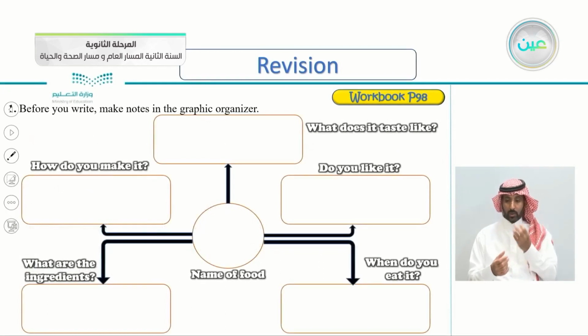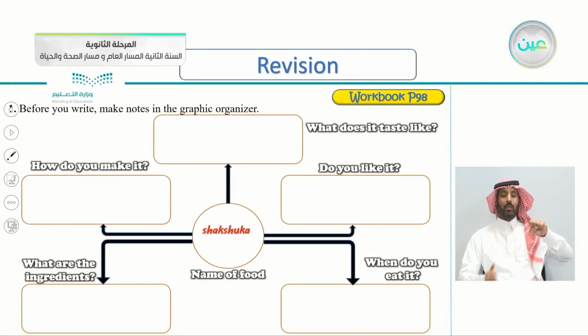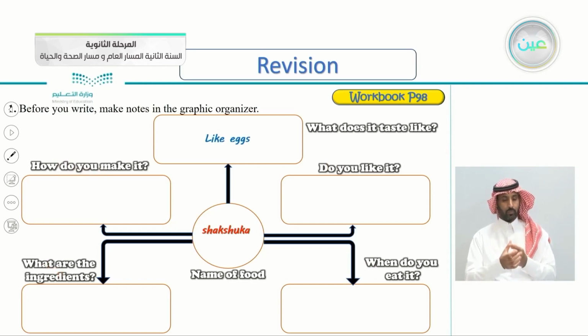So here's a graph to help you write about the name of the food. For example, I've chosen shakshuka. It's a well-known food here. So we have to fill all of these boxes here. Let's say, what does it taste like? Do you like it? When do you eat it? How do you make it? What are the ingredients? So the first one is, what does it taste like?